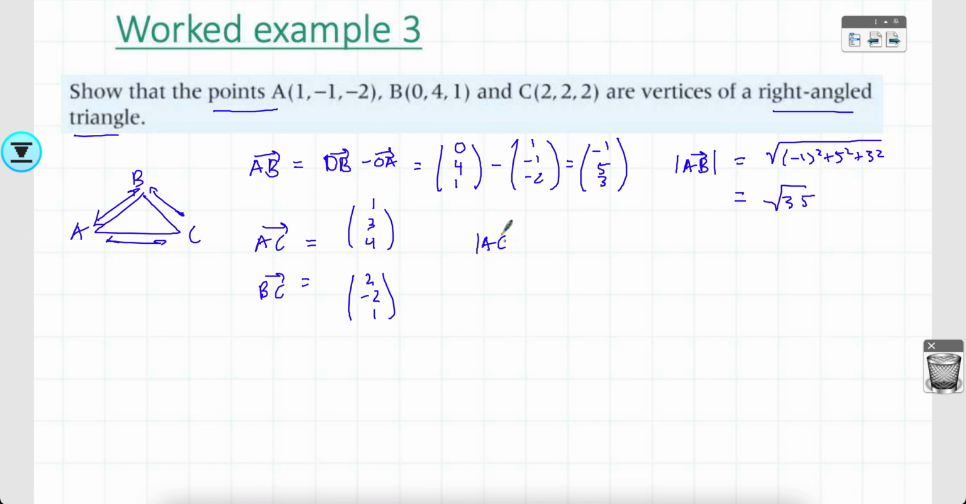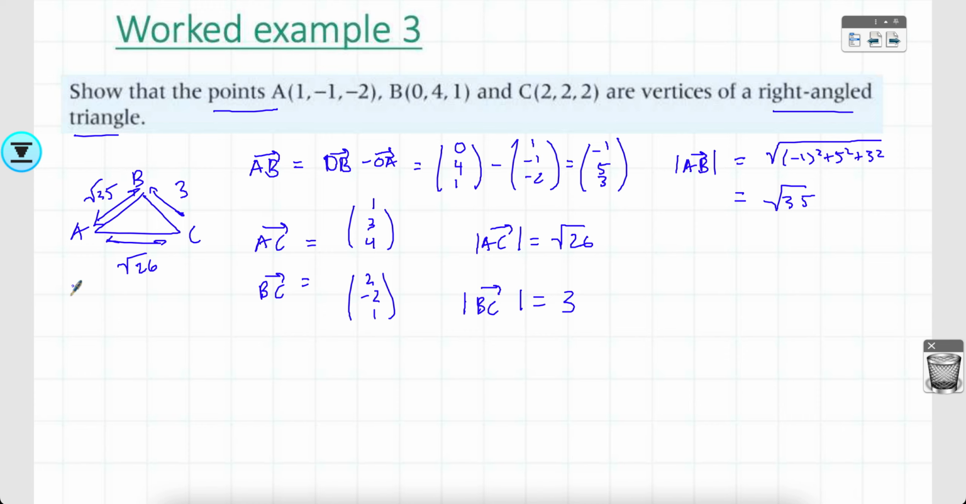The magnitude of AC would be root 26, and keep it as root because we're not done with the question yet. And the magnitude of BC is 3. So I have 3, root 26, root 35, and now I want to see, does it fit Pythagoras?